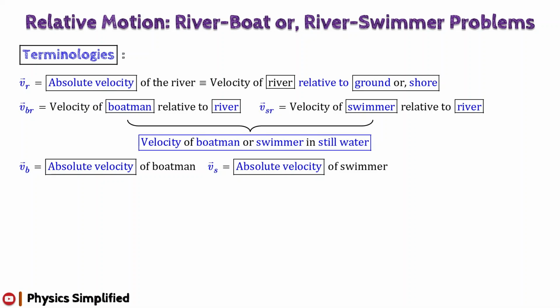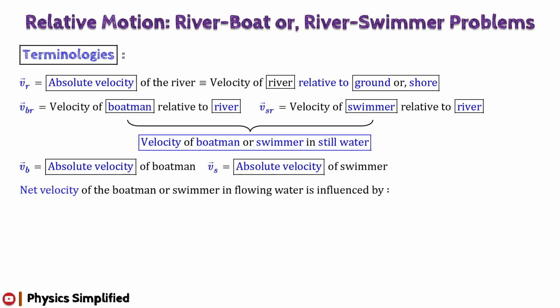Again we consider a boatman steering his boat, but now in flowing water, or a swimmer applying his effort in flowing water. In this case, the net velocity of each of them will be influenced by the following two factors. Factor 1, boatman or swimmer's own effort, and factor 2, flow of water. See, this is exactly what we found when we cited the second example earlier. It must be noted that this net or resultant velocity of the boatman, or that of the swimmer, is measured by an observer standing on the shore. Now the big question, how can we find the expression of this velocity?